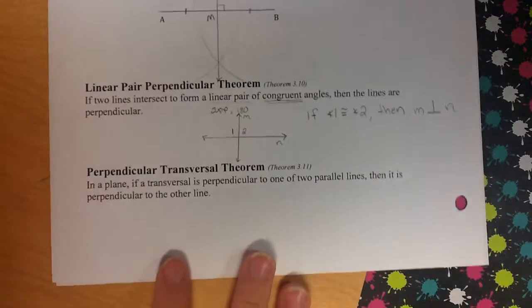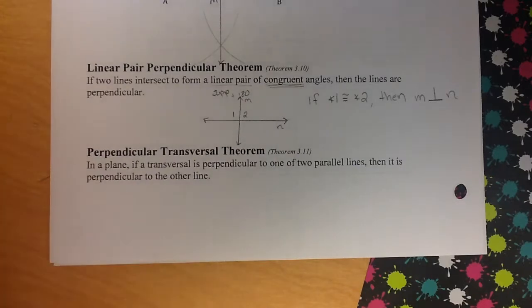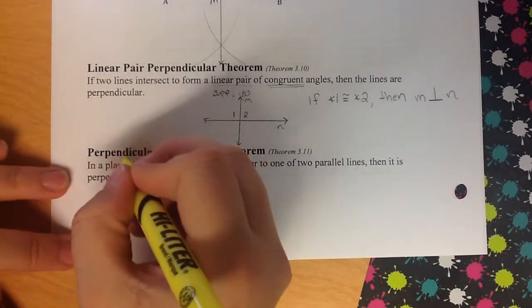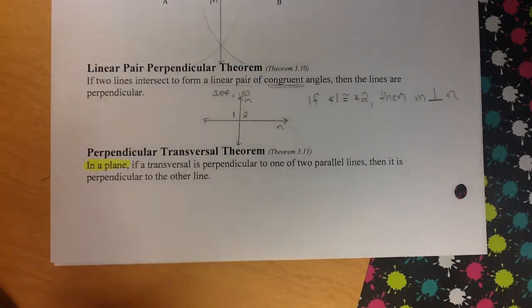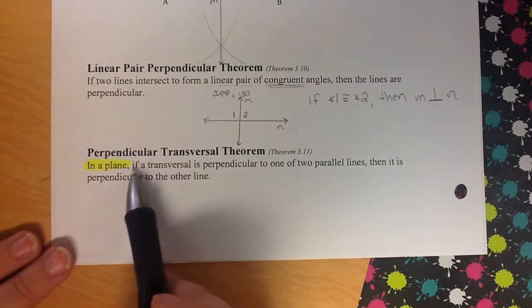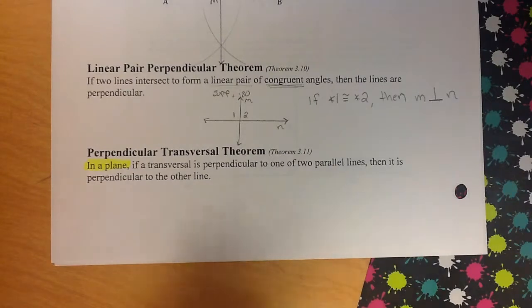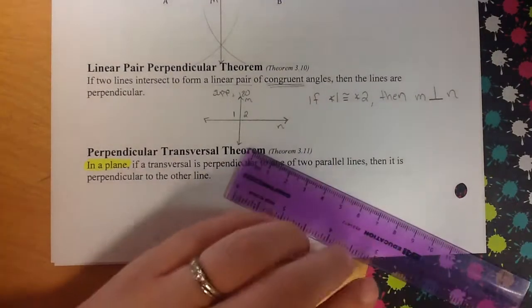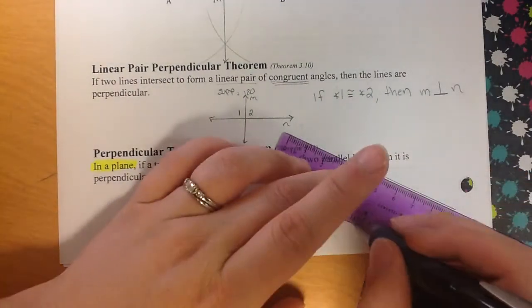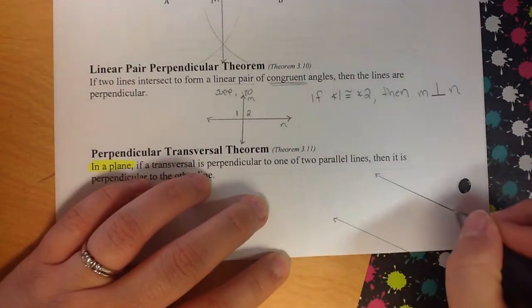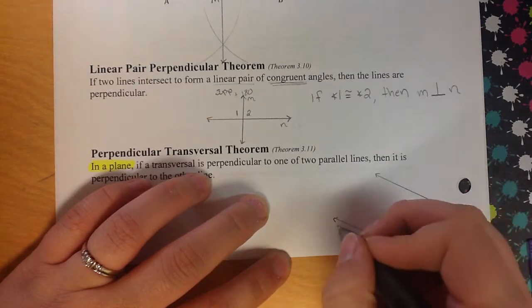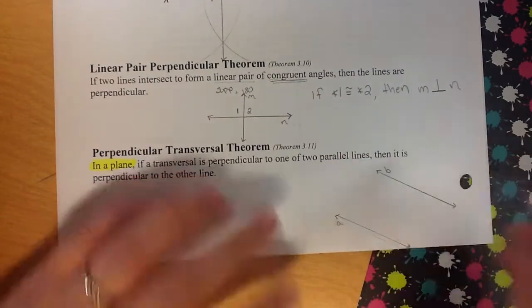Okay, next one, perpendicular transversal theorem. In a plane, important word there, they have to be in a plane for this next one. If it's not in a plane, then we don't know, meaning if the two lines aren't on the same plane, okay? But in a plane, if a transversal is perpendicular to one of two parallel lines. So let's draw a picture. So we have parallel lines. Okay, let's call this lowercase a and this one lowercase b.